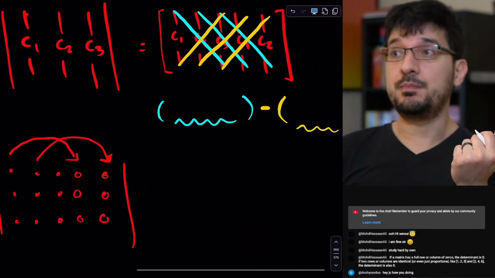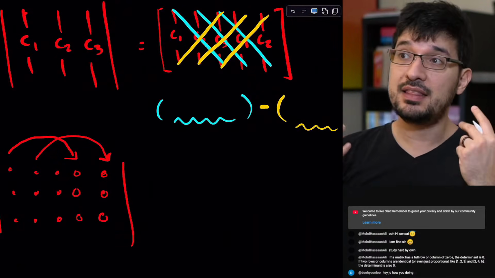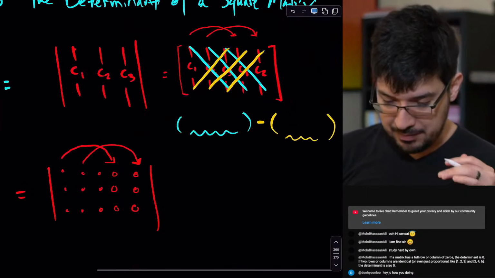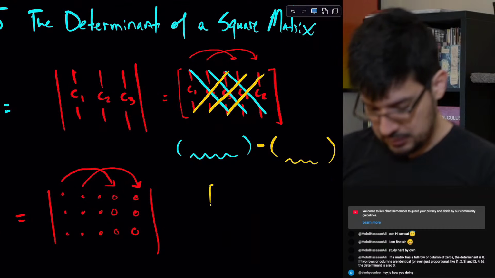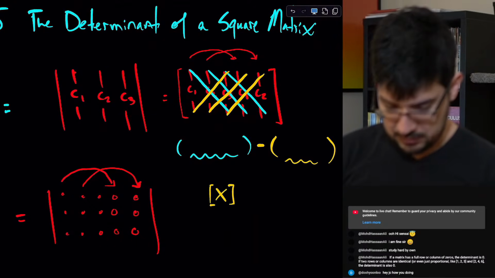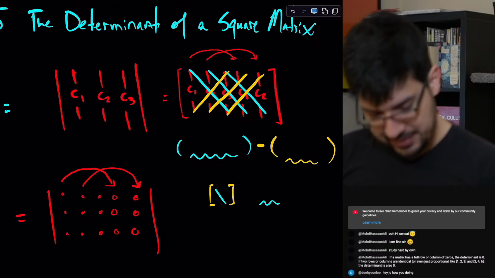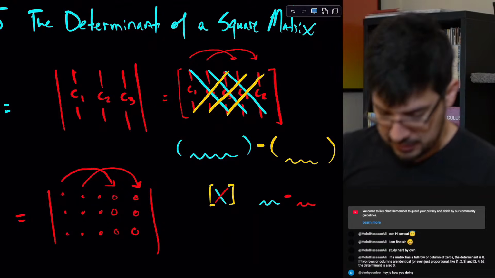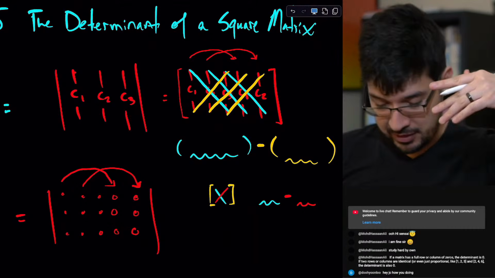But it doesn't work for larger matrices. So don't try to memorize this and think of this for 4x4 or 5x5. You have to remember that these tricks, for a 2x2, you can find that product and subtract the other product. And for a 3x3, you can do something similar, but you can't do that for 4x4 or 5x5, etc.